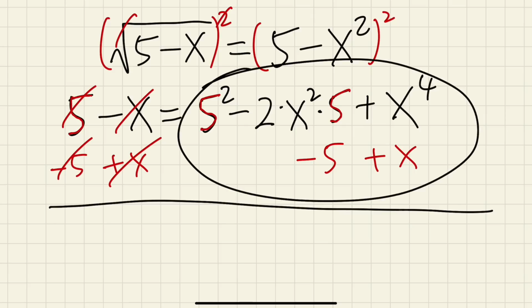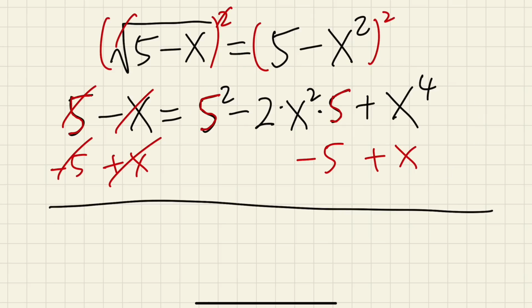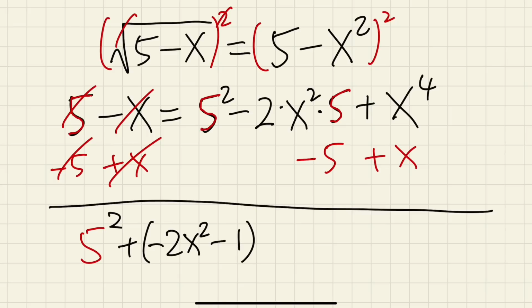And let me write this down first. So we are looking at 5 squared. And then I'm going to factor out the 5 from here. So let me put plus parentheses, the coefficient here, and then there. So that's negative 2x squared minus 1. And then we multiply that by 5. And then we add x to the 4th plus x, and that's equal to 0.